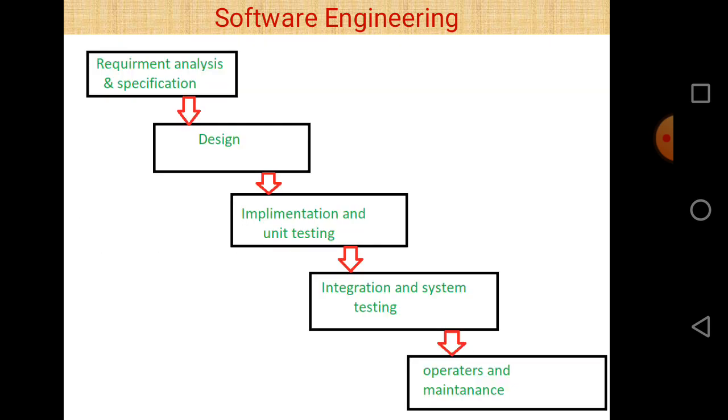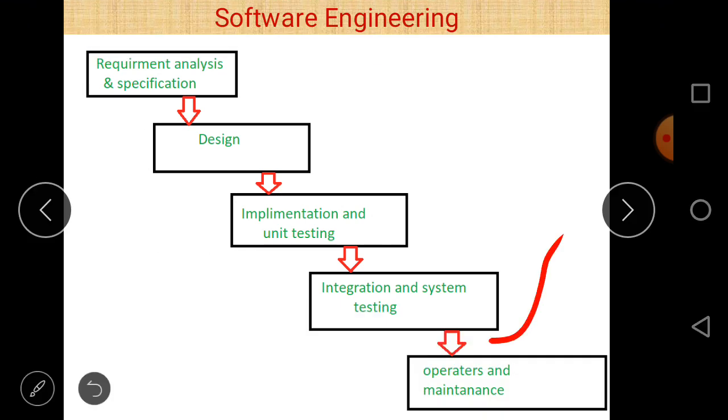So this is the life cycle of the waterfall model. We can see that there are basically five phases. First one is requirement analysis and specification. Second one is design. Third one is implementation and unit testing. Fourth one is integration and system testing. Fifth one is operation and maintenance.